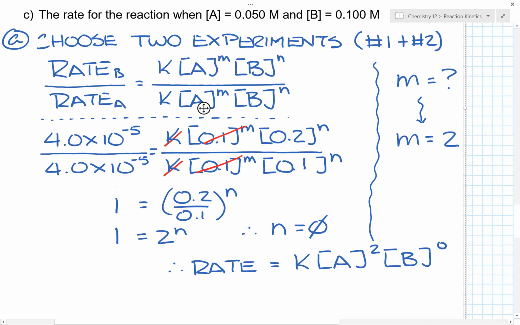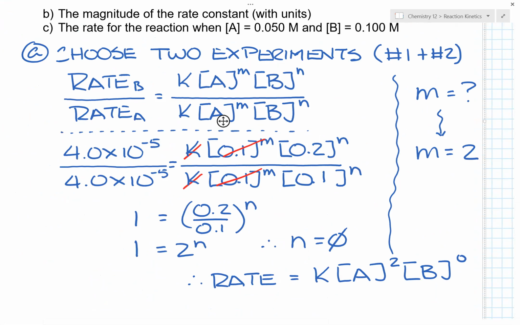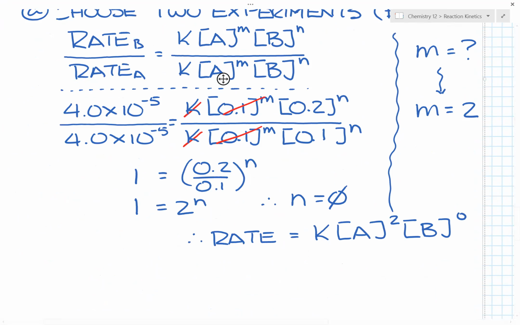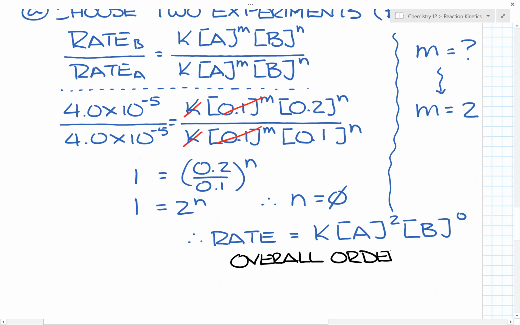All right, so there are 2 different ways to approach it. You can look at it by breaking it down into individual calculations, or you can verbally express it. Now, the overall order is equal to 2 plus 0, which is 2. Okay, so that is part A.